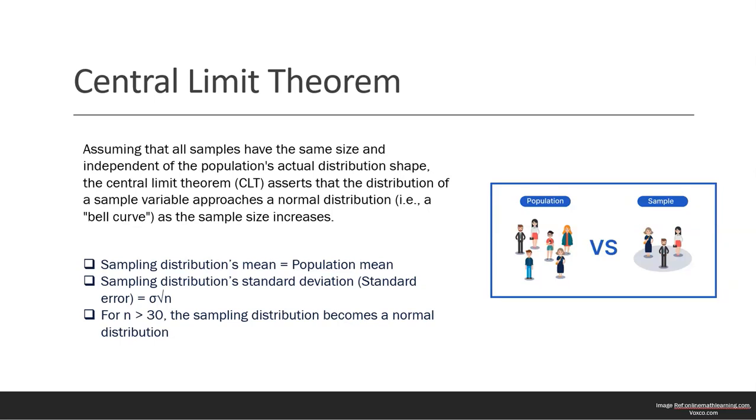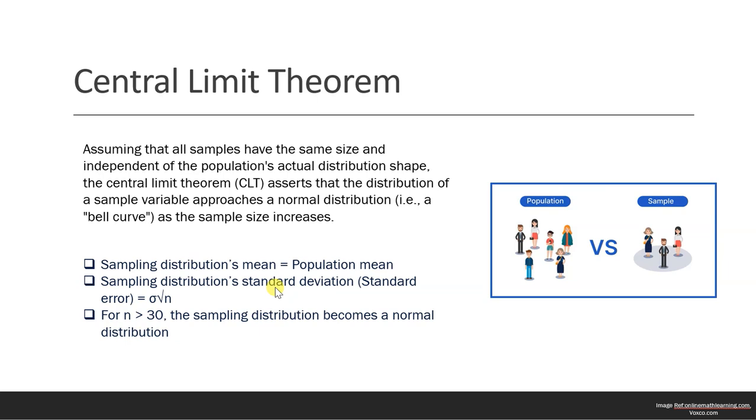Next we have the central limit theorem. The central limit theorem states that the sampling distribution will adhere to these three properties regardless of how the population is distributed. The sampling distribution, which is essentially the distribution of the sample mean of the population, has some interesting properties. The first is that the population mean is equal to the sampling distribution mean.